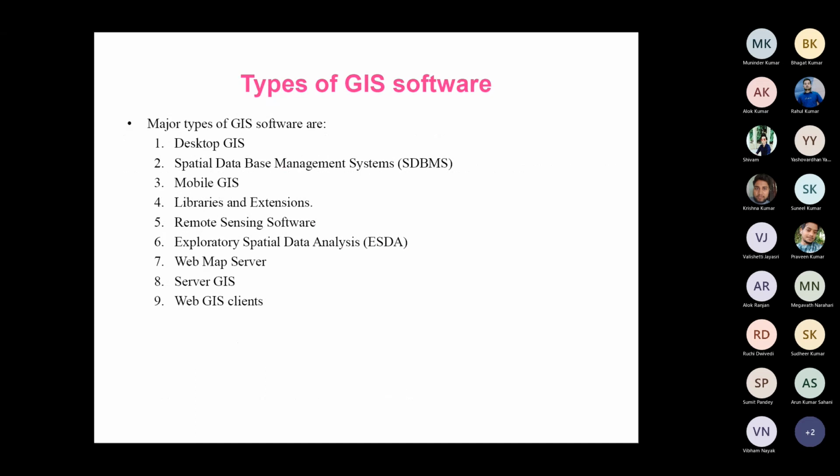GIS software could be categorized in this manner. There can be a desktop GIS, there can be a DBMS, database management system, there can be mobile GIS, libraries and extensions, remote sensing software, exploratory spatial data analysis, web map server, server GIS, web GIS client.